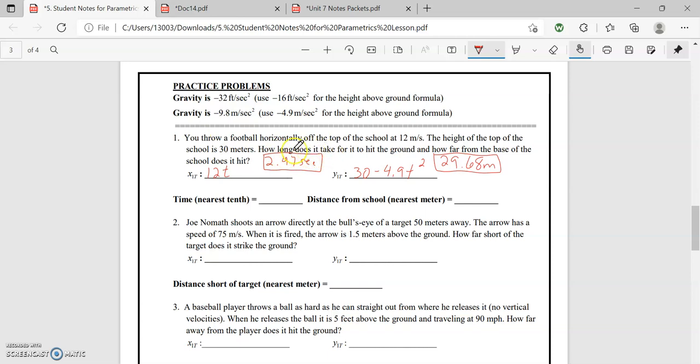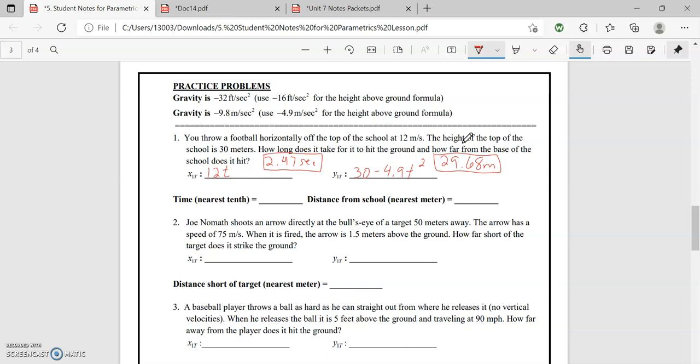So how long does it take? 2.5 seconds. And how far from the base? I put the answer there, 29.68 meters. So there you go. Practice problem number 1. Straightforward. It's a horizontal throw off the top of a school that you have permission to throw a football from, which is over 100 feet in the air, which is a very tall school.